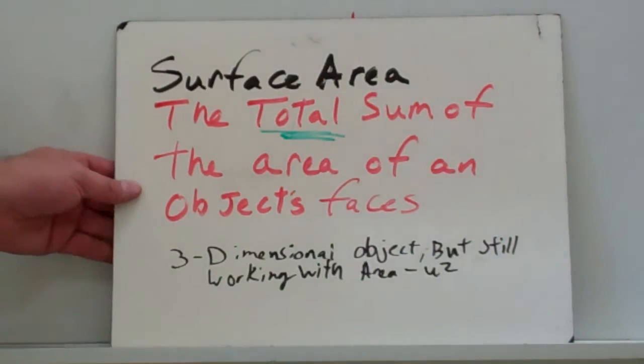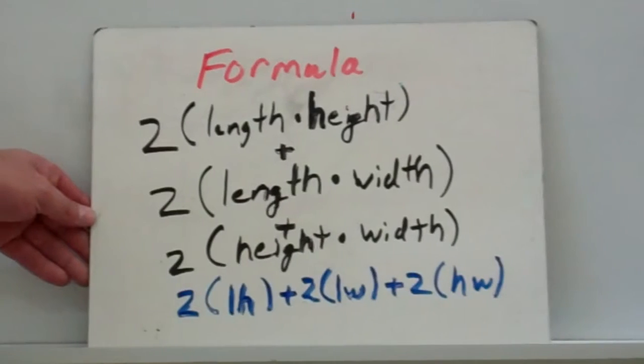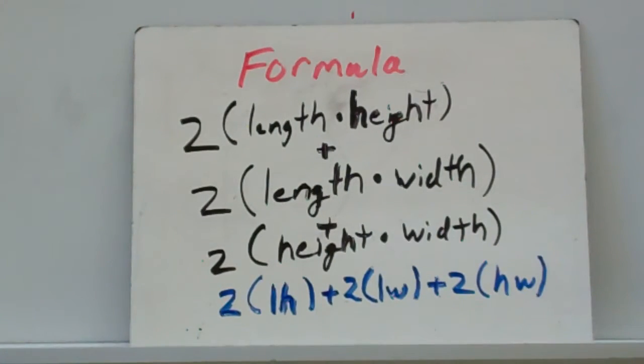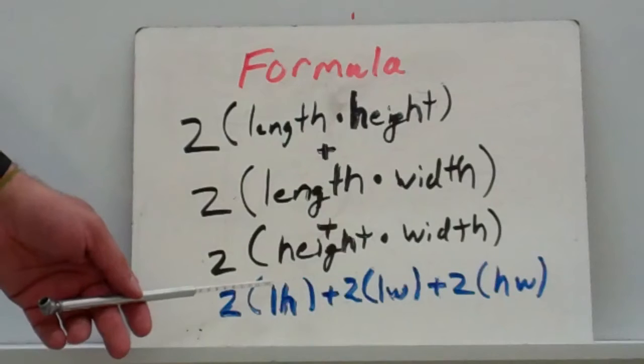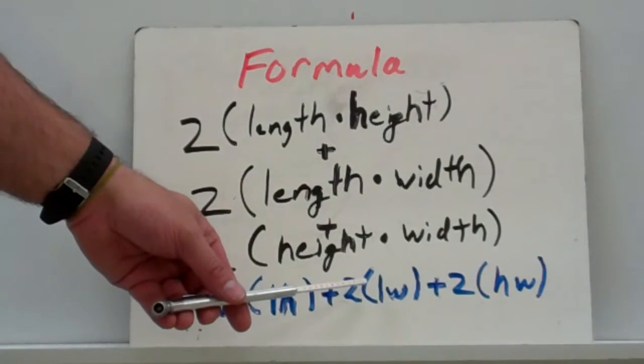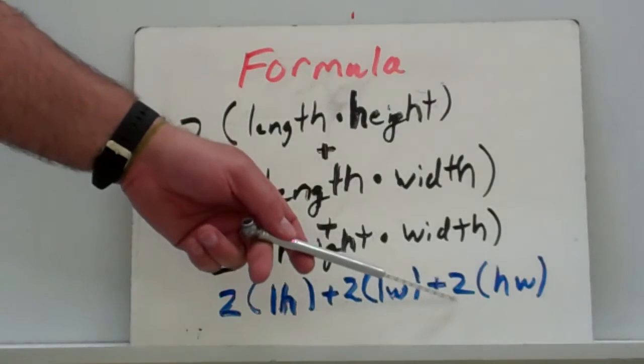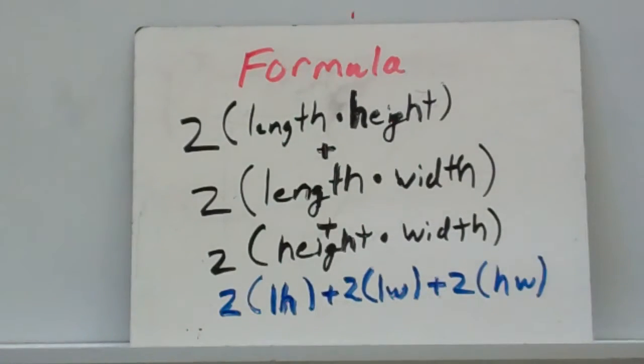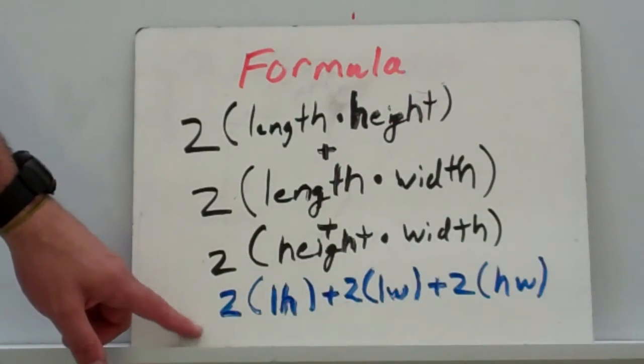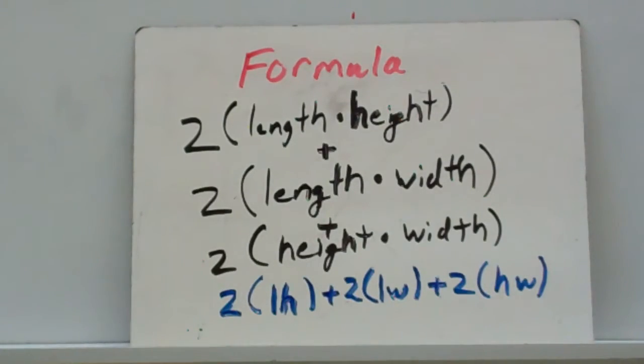There is a formula that we can use to help us with this, and that is 2 times the length times the height, and 2 times the length times the width, and 2 times the height times the width. We can shorten that down to 2LH plus 2LW plus 2HW. So we add up the area of 2 sides of each side, and that will get you the total area of the figure.